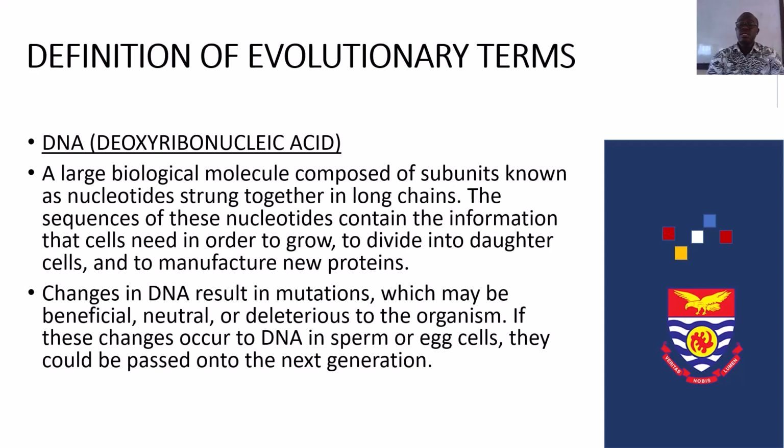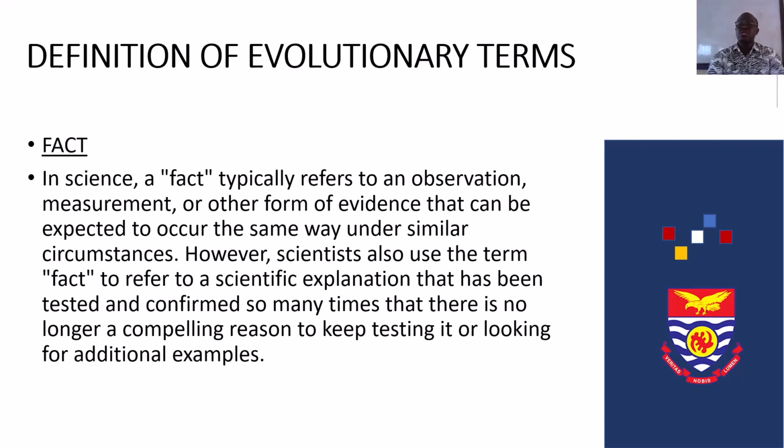DNA, deoxyribonucleic acid: a large biological molecule composed of subunits known as nucleotides, strung together in long chains. The sequences of these nucleotides contain the information that cells need in order to grow, to divide into daughter cells, and to manufacture new proteins. Changes in DNA result in mutations, which may be beneficial, neutral, or deleterious to the organism. If these changes occur to DNA in sperm or egg cells, they could be passed on to the next generation.